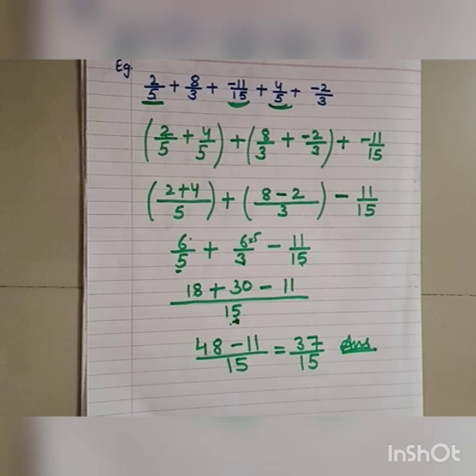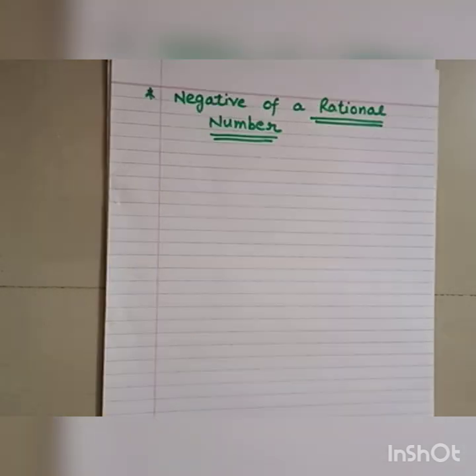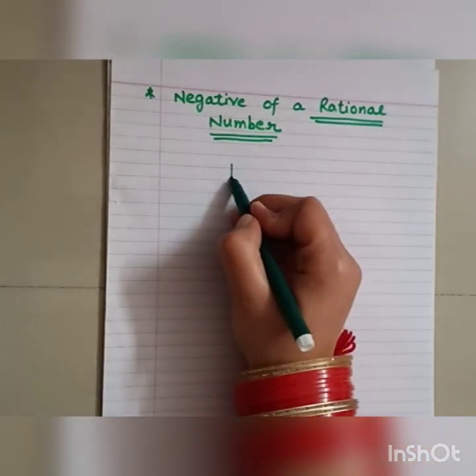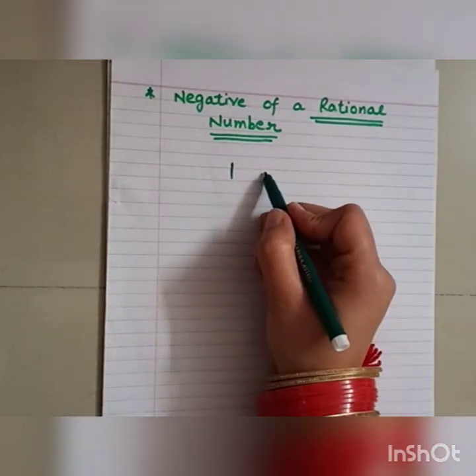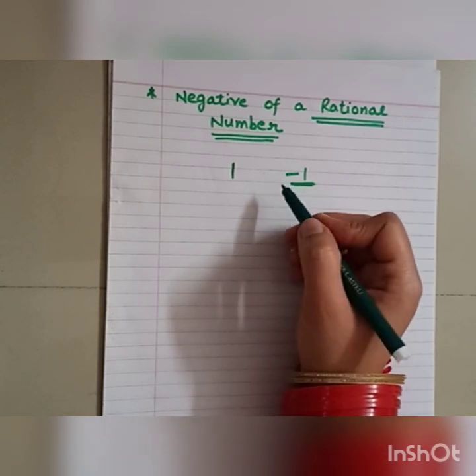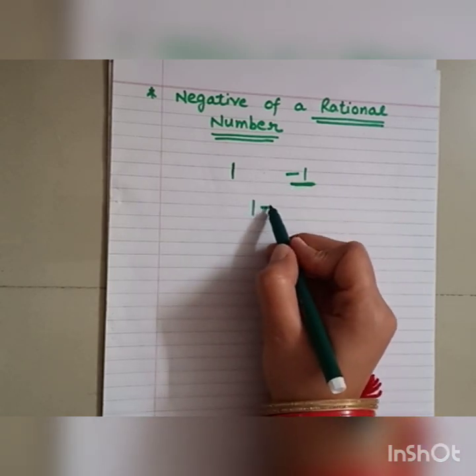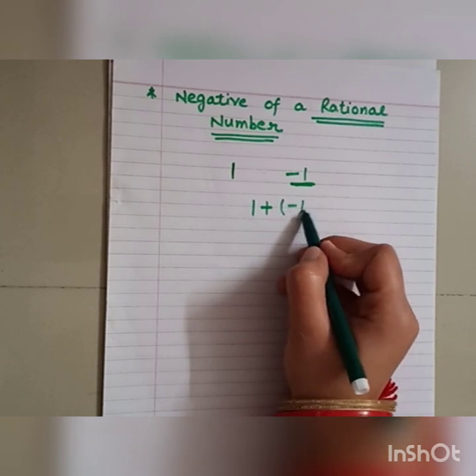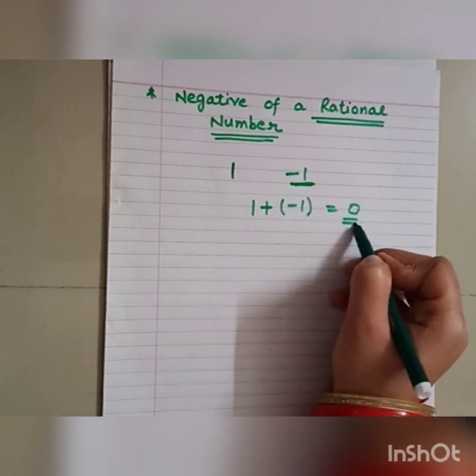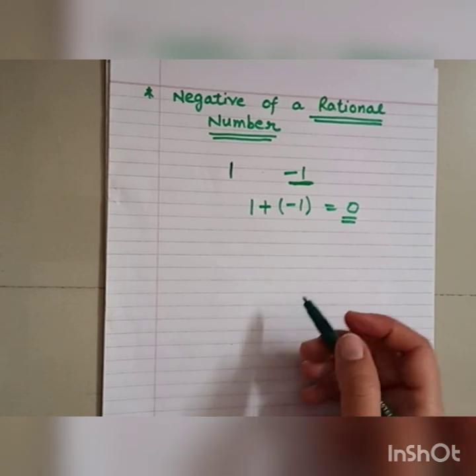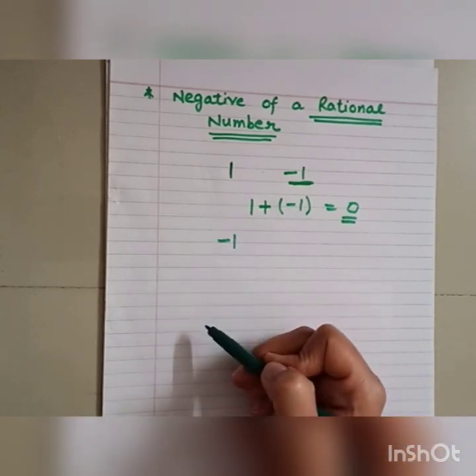Now next is the negative of a rational number. What is the negative of a rational number? While studying integers, you have come across the negatives of integers. And what is the negative of 1? It is minus 1, because when you add these two, 1 plus minus 1, it is equal to 0. So, what is the negative of minus 1?